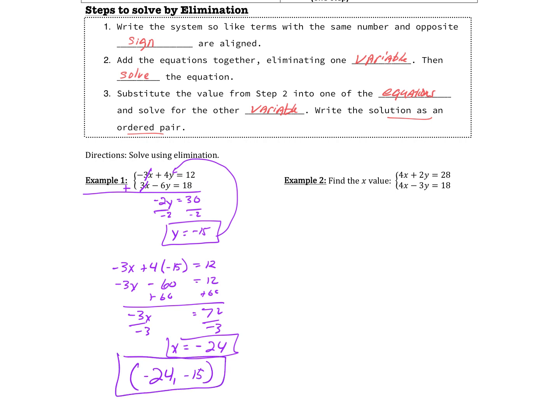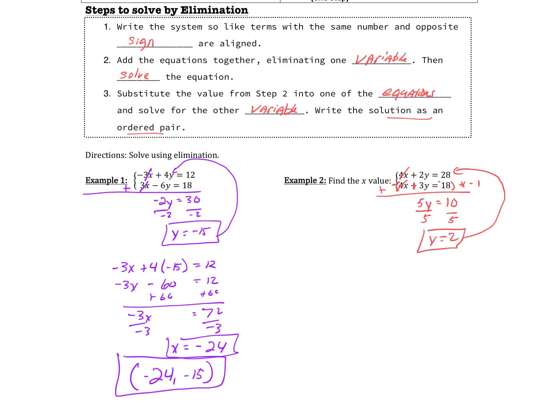All right, example 2, like I said, we do not have the same number with different signs. So I'm going to take this bottom equation and multiply everybody by a negative 1. So when you do that, this is really a negative 4, this is a positive, and this is a negative 18. So now when I add my equations, a positive 4x and a negative 4x are going to cancel. A 2y plus a 3y is a 5y, and 28 plus a negative 18 is a positive 10. So again, we're going to solve for our variable.